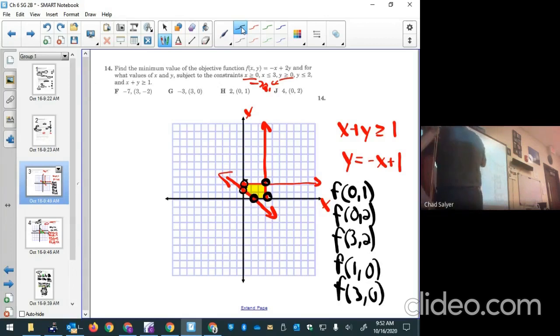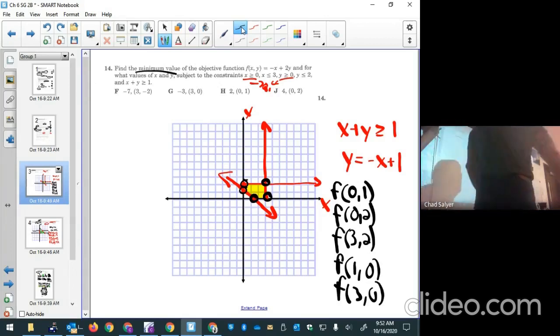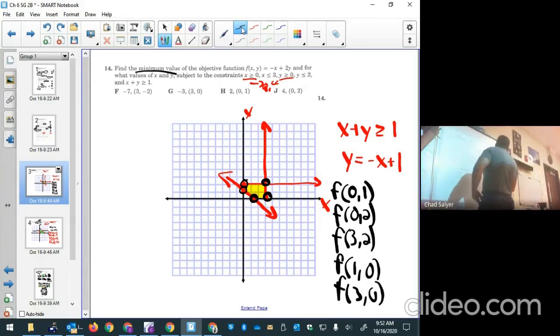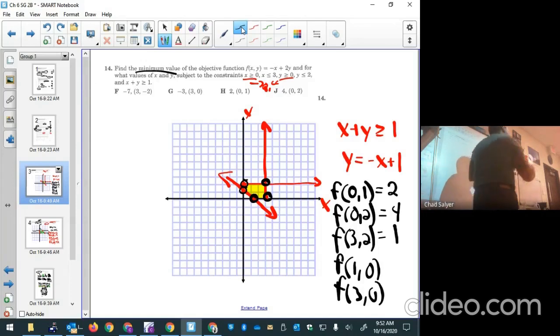And in this case, we want the minimum value. So read that carefully. That would trip you up if you weren't watching for it. So we want negative x plus 2y. It's going to be 2 here. It's going to be 4 here. Negative 3 plus 4. Sorry.